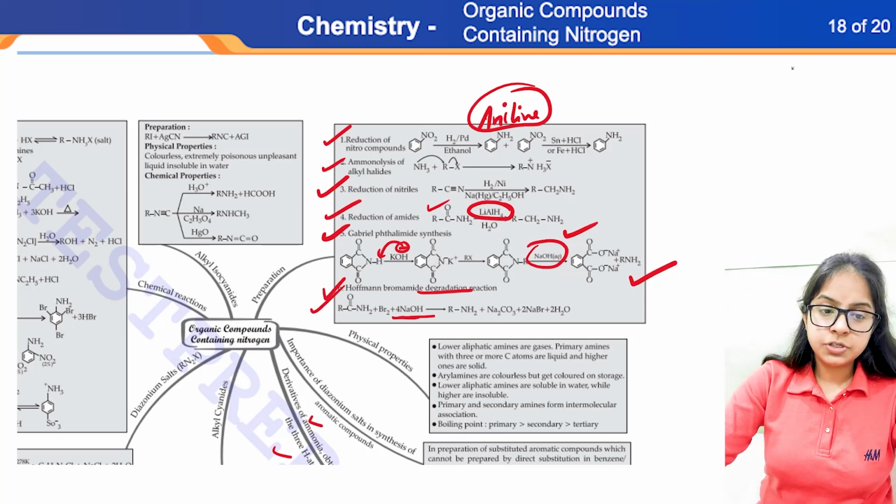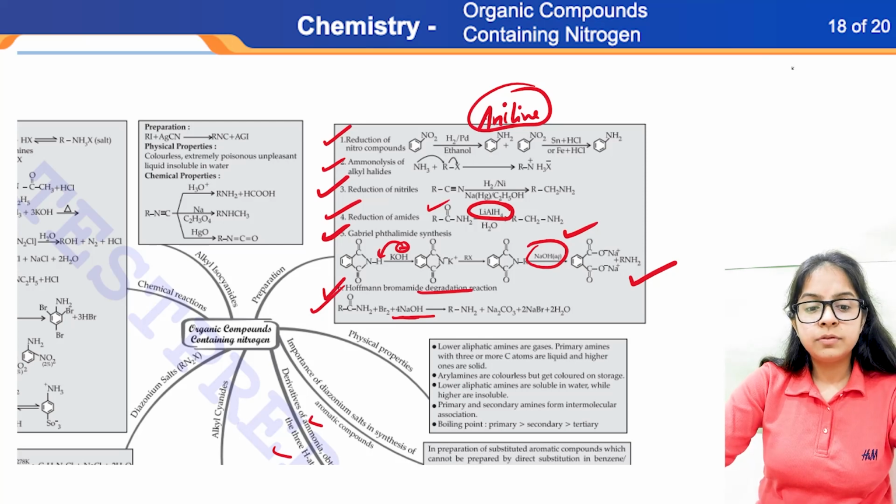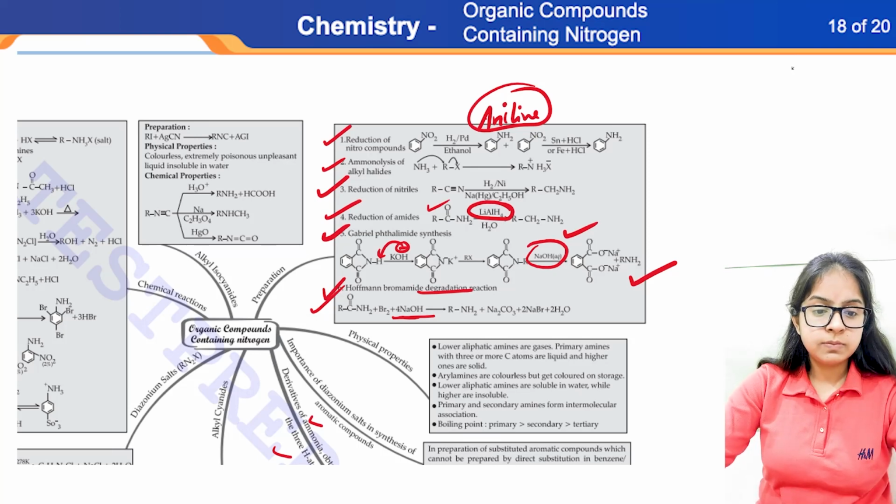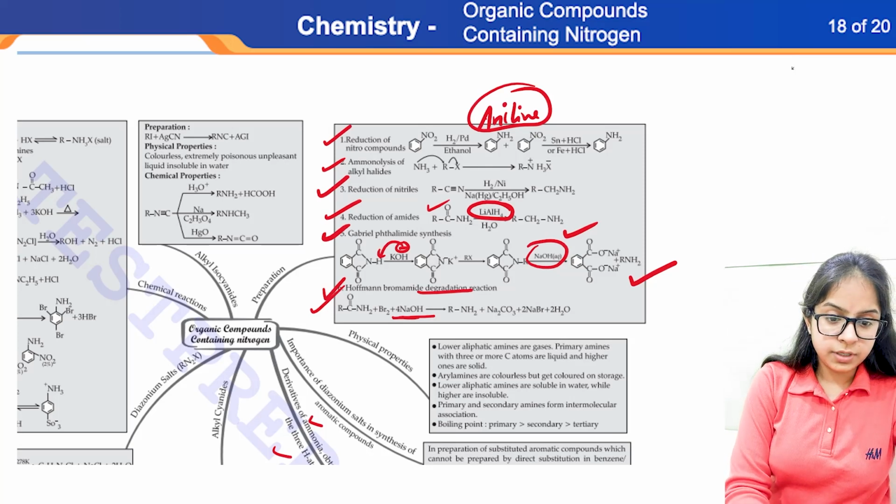You can see the reduction of a nitro compound, the removal of oxygen and the addition of hydrogen. The reduction takes place. After that, the reduction of the nitriles, the addition of hydrogen takes place. After that, the amide reduction, it reduces to CH2 and NH2. Gabriel phthalimide synthesis, you will get a final product of amines. After that, Hofmann bromamide degradation, you will get an RNH2 product, an amine product.